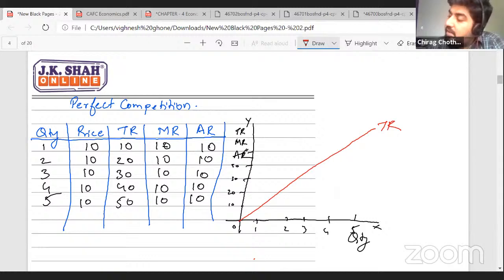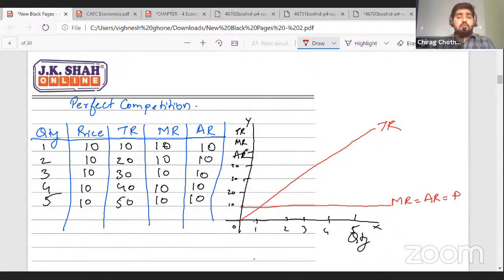And how are our MR and AR curves? MR and AR curve will be a straight line like this, right? Because it is constant. So this will be MR is equal to AR is equal to price. I hope you are very clear in this, students. So in case of perfect competition, how is the MR curve and AR curve? I repeat, my question to you is very simple. The answer is, it is a straight line parallel to the x-axis. Horizontal straight line, students. I hope that makes sense to all of you.